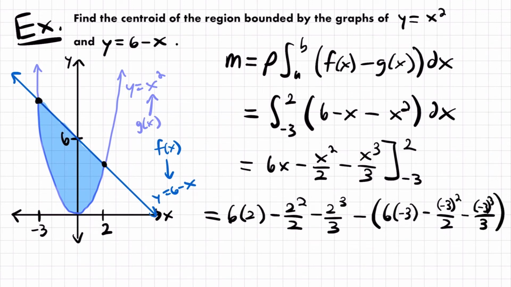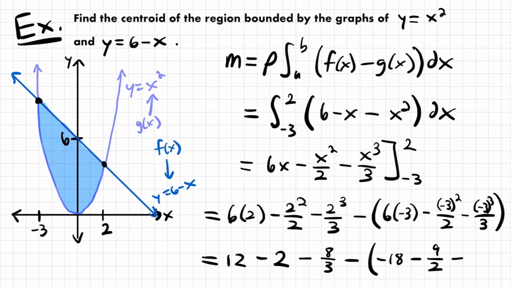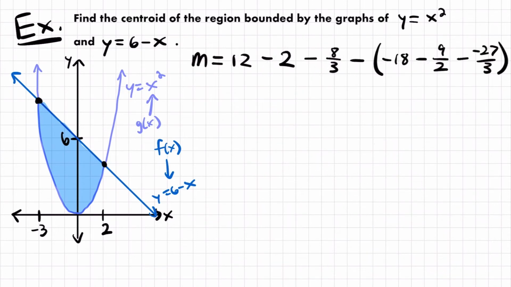And so if we simplify, this is equal to 12 minus 4 divided by 2, which is just equal to 2. So we'll have minus 2. And then we will subtract 2 cubed divided by 3, which is 8 thirds, minus 6 times negative 3, which is negative 18, minus negative 3 squared, which is 9, divided by 2, minus negative 3 cubed, which is negative 27 divided by 3. And then if I clean up my work, we can simplify further.